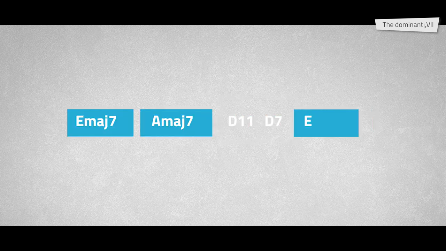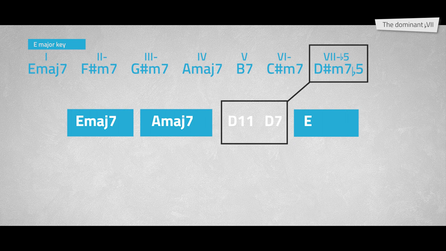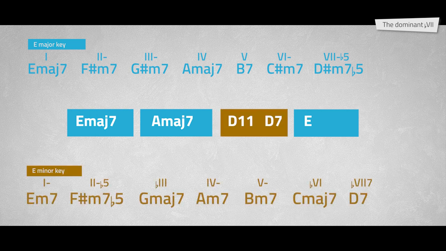The E major 7, A major 7 and of course the E major chord are all part of the E major family. We can all see that the D chord, whether it's an 11th chord or a 7th chord, is not part of the E major chord. It belongs to the E minor key. The D chord is the flat 7th degree in the E minor key.